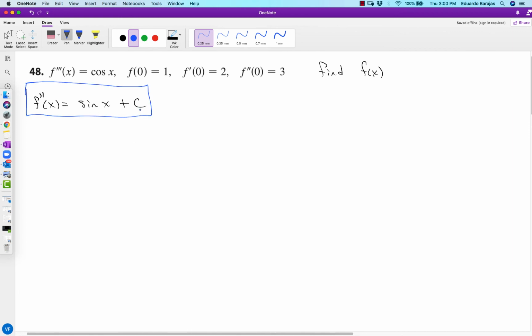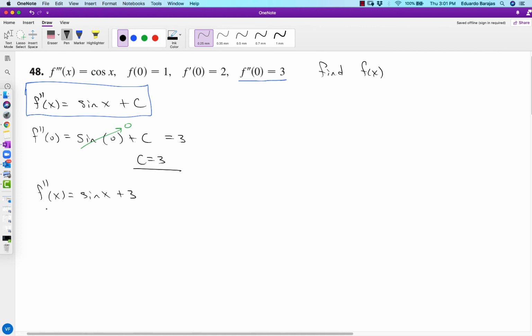But we can find that value of c by implementing this information right there. We know that f double prime evaluated at 0 equals 3. So that means that sine evaluated at 0 plus c must be equal to 3. Sine of 0 is 0. So that means that c must be equal to 3. Okay, so then we can come back over here and further specify that the second derivative must be equal to sine x plus 3. Good.